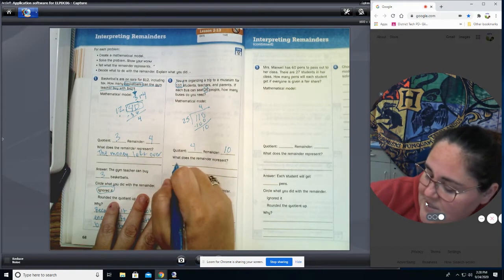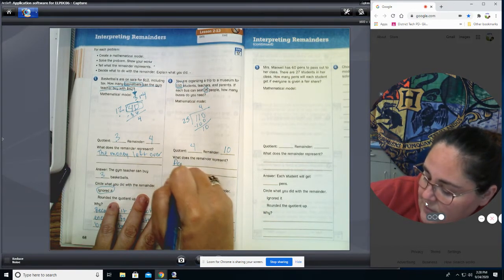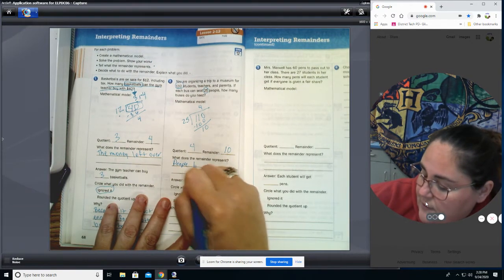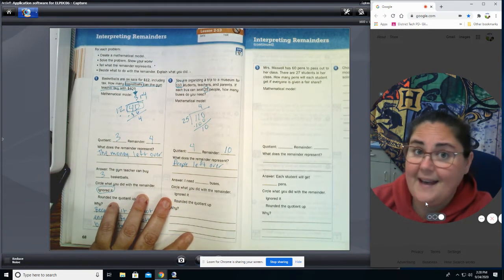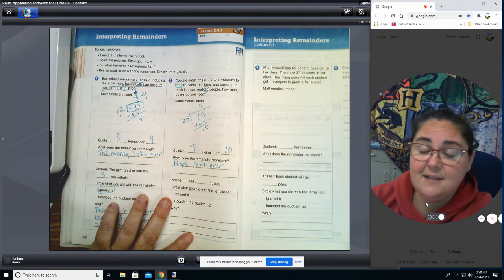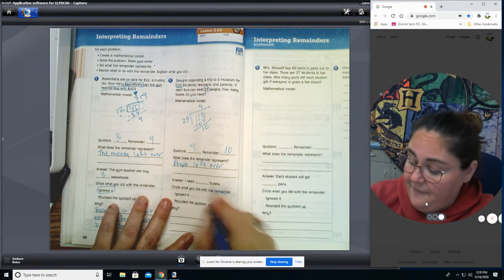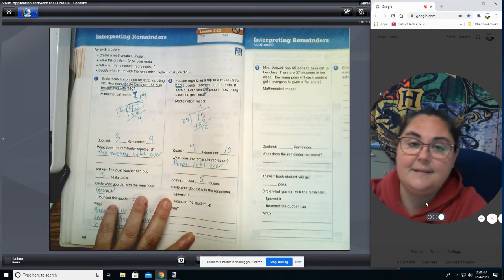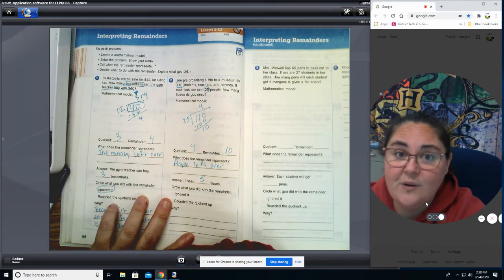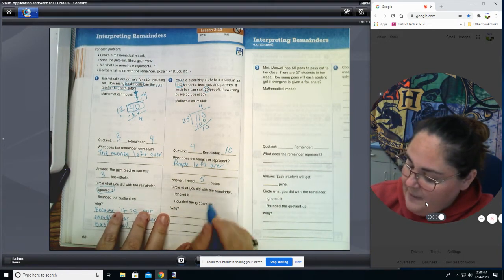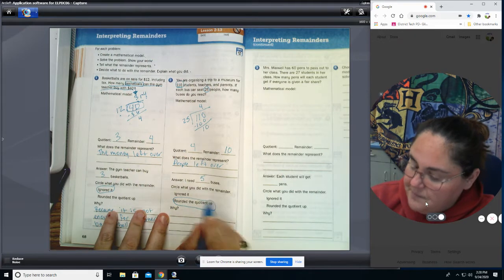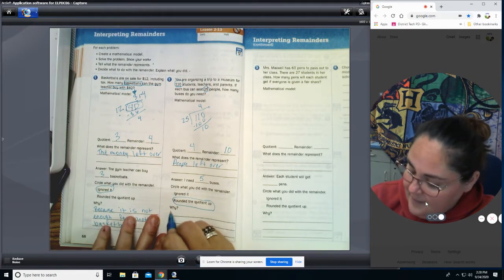The remainder represents people left over. I can't get 4 buses. I'm gonna have to get 5. I need to make sure everyone gets to go. So that means I have to have 5 buses. What did I do with the remainder? I rounded it up. Why?